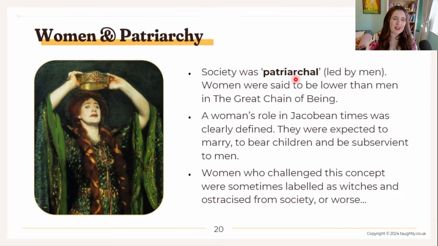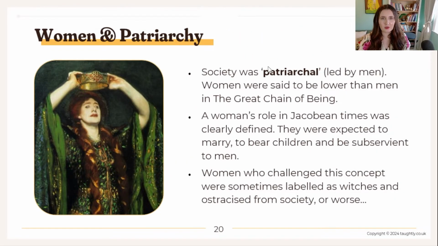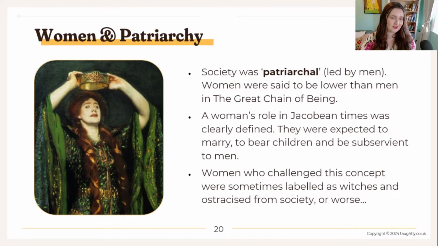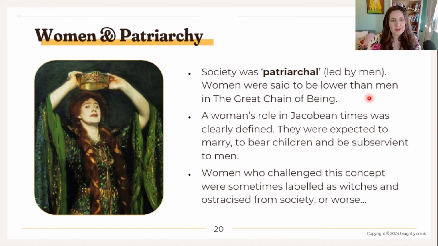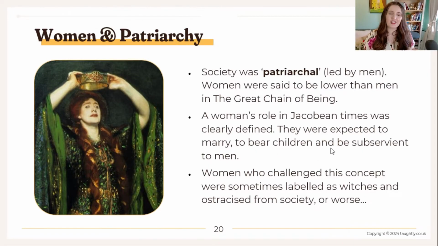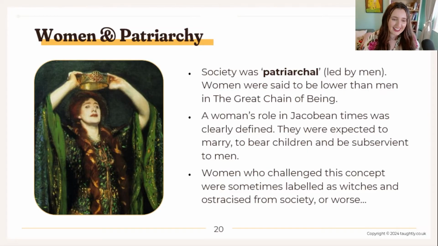On to women and patriarchy. During the Jacobean era, society was patriarchal, which means led by men. Actually, our society is still quite patriarchal. And women were said to be below men in the Great Chain of Being. Women's roles within that time were very clearly defined. Women were supposed to be mothers, carers, nurturers. They were supposed to marry, have children, and be subservient.